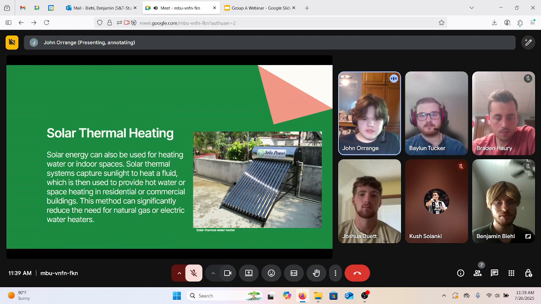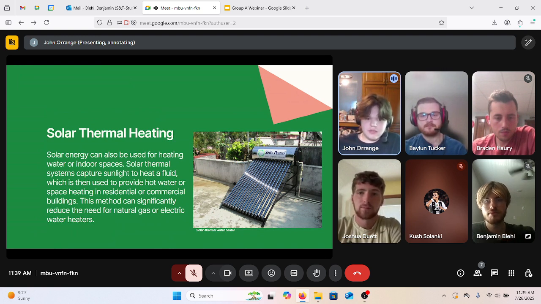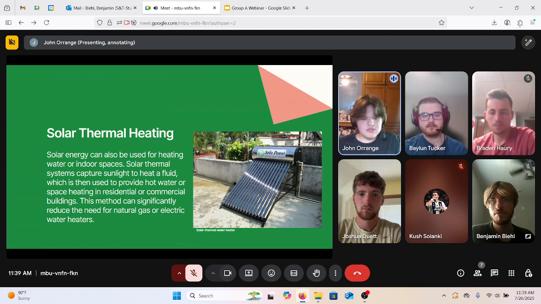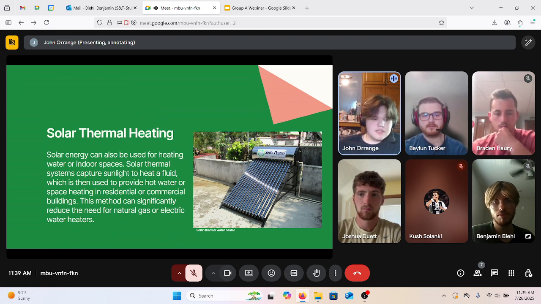Solar thermal heating is a more passive way to do it. On the right, you can see this is just a water heater that uses heat from the sun. So solar energy can also be used for heating water, as seen right here, or indoor spaces. Solar thermal systems capture sunlight as heat in a fluid, which is then used to provide hot water or space heating in residential or commercial buildings. This method can significantly reduce the need for natural gas or electric water heaters.